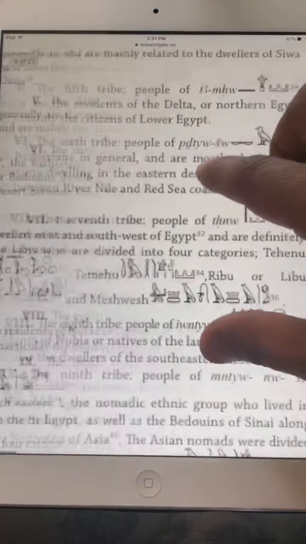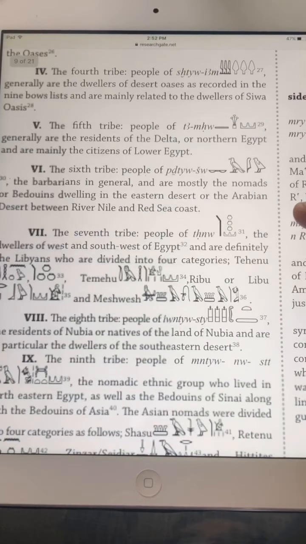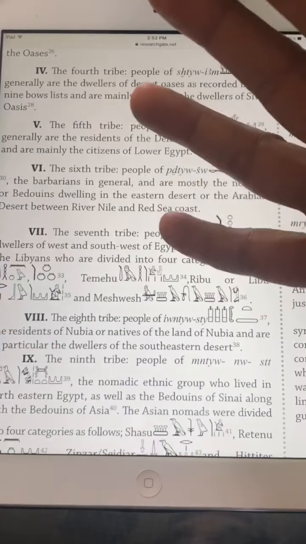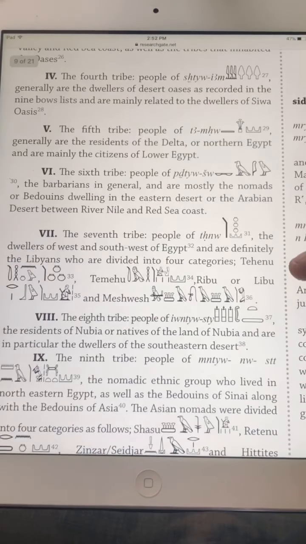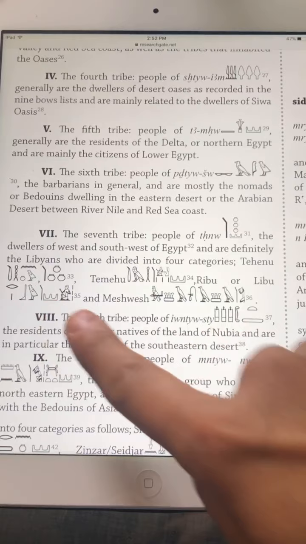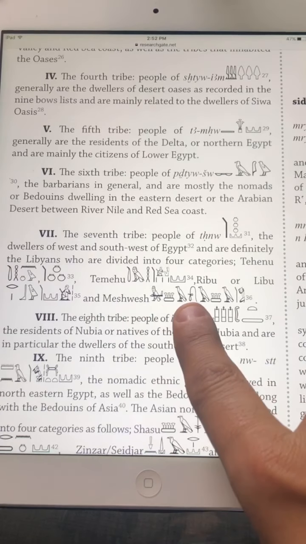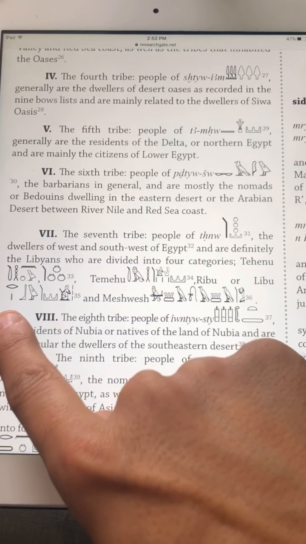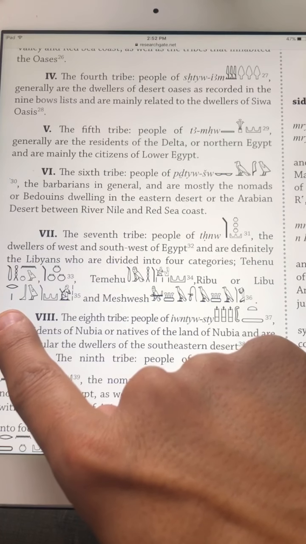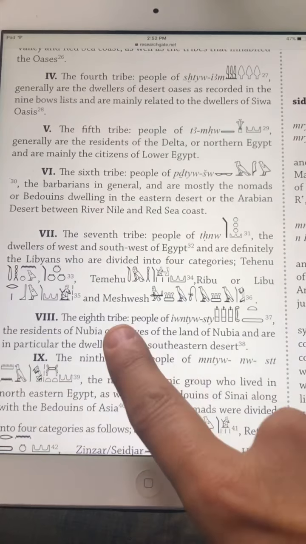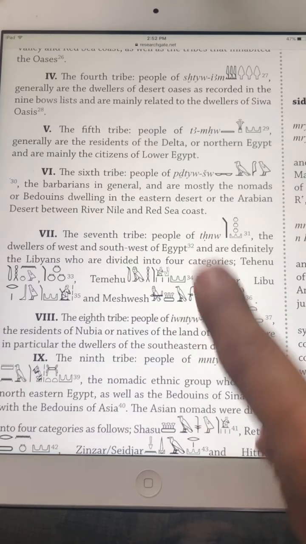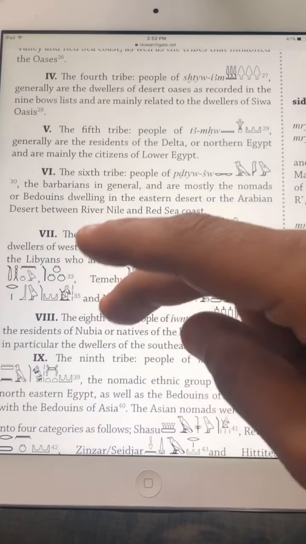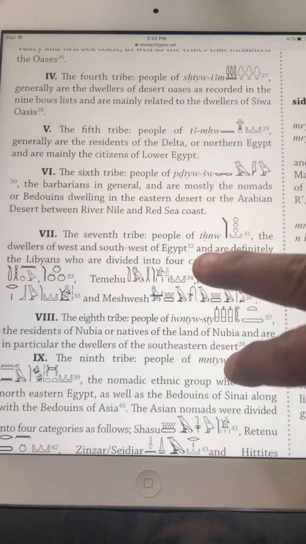Now, they had different names. Now, this is interesting. The seventh tribe, or the enemies of Egypt, were definitely Libyans, who were divided into 4 categories. They were known as the Tehenu. There was also the Temahu, the Ribu or Libu. So you can see Libu or Ribu because the R can be pronounced as an L in Greco-Roman period. And the Meshwesh. So these are the 4 divisions of the Libyans, who are actually considered one of the 4 major conquered enemies of Egypt.